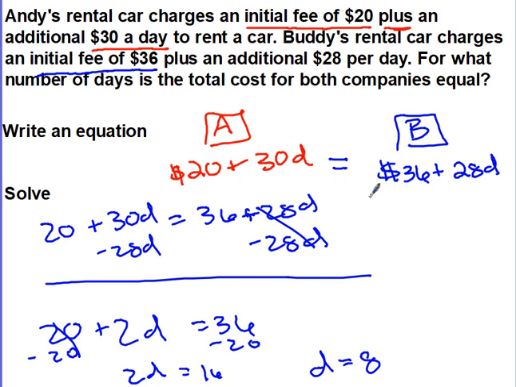That's when they're equivalent. And then after that, it looks like after 8 days, Andy's rental car company is going to be more expensive because they charge more per day. So after those 8 days, this is going to be more expensive than this company.